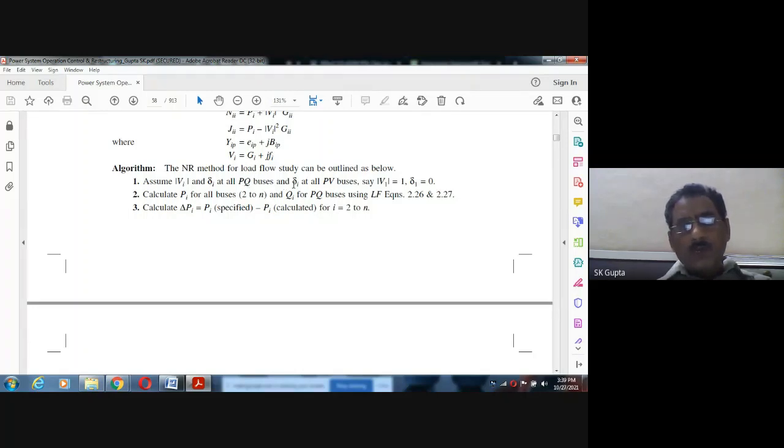And delta for PV buses: for a PV bus, P and V are given, so delta we will assume. The delta will be assumed. For the slack bus, whatever is given, that V and delta we will note. So all the values, either they are given or they are estimated, presumed, we noted at the start. Then what we will do, calculate, because P is known at all the places, either PV or PQ bus, so we will calculate P for all the buses, then Q for the PQ buses using the load flow equation.